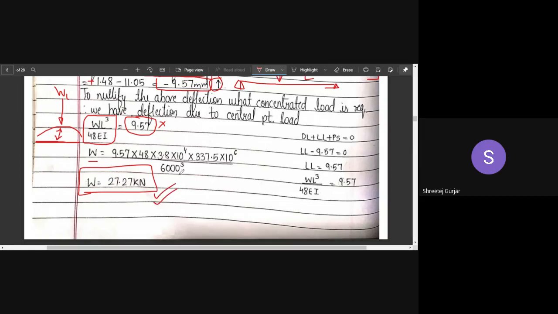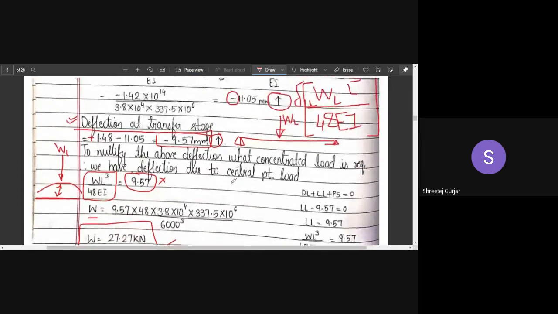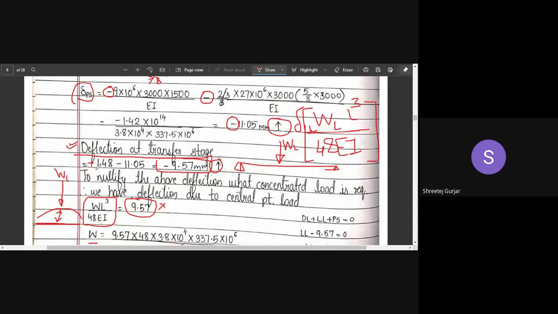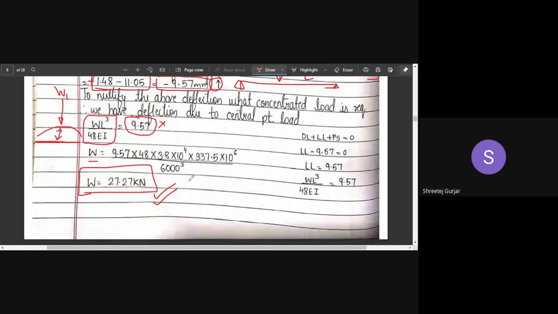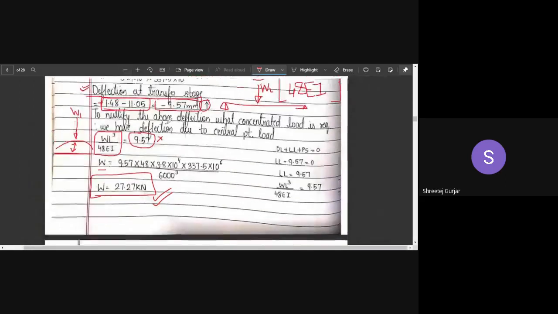Okay, so this is the amount of concentrated live load which you have to apply at the center span to nullify the deflection caused because of dead load and pre-stress. So to nullify this particular deflection, you have to apply a concentrated load of 27.27 kilonewton. Have you understood how we have arrived at this WL? Have you understood this particular numerical?